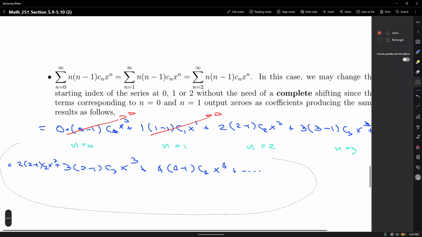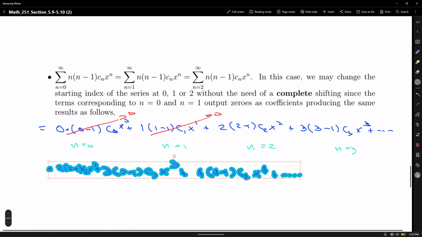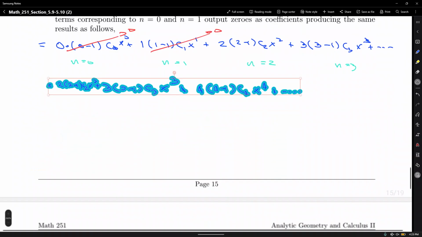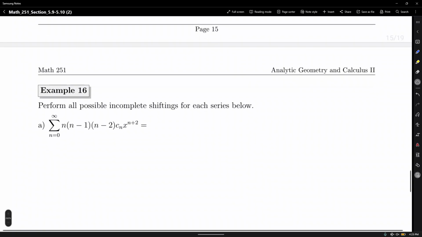All right. Let me give you a few more examples of how that works. Let's move on to the next page and have a look at additional examples to perform all possible incomplete shifting for the series below.